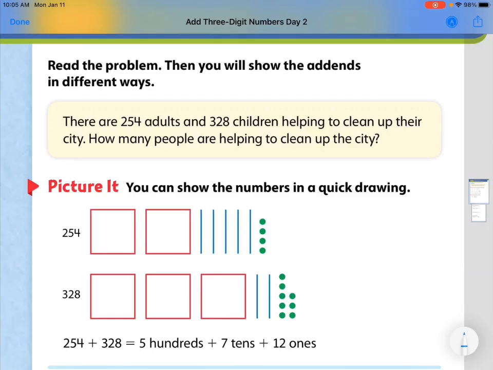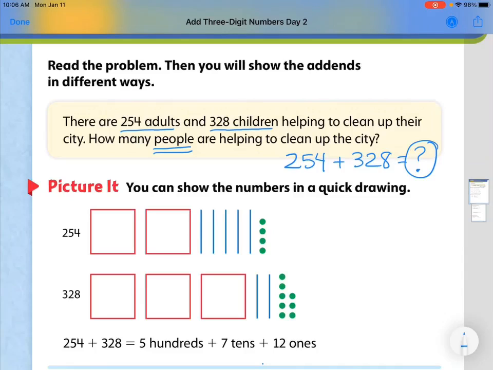It says there are 254 adults and 328 children helping to clean up their city. So I've got adults and I have children. How many people are helping to clean up the city? So children are people and adults are people. That means they want us to add those two numbers together. So I'm just real quick going to write that equation here. 254 plus 328 equals question mark. So we need to find out what is the answer when we add those two numbers together.